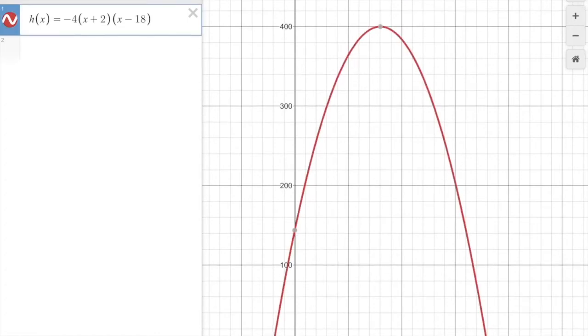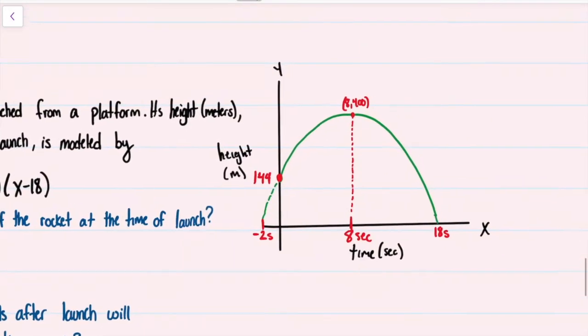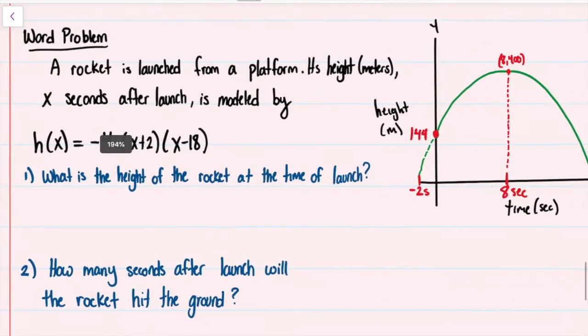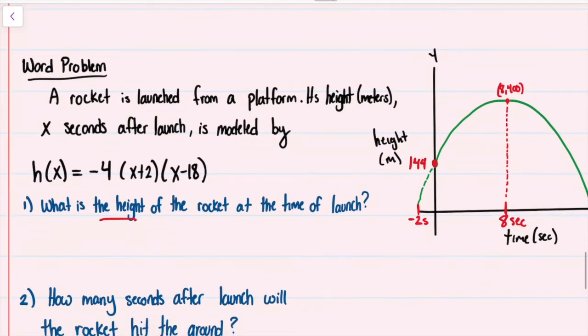Let's get all the major points on our screen here. So these are all the important points we need to write. And I already copied this on my notes for your convenience right there. Well, let's answer the first question. What is the height of the rocket at launch?